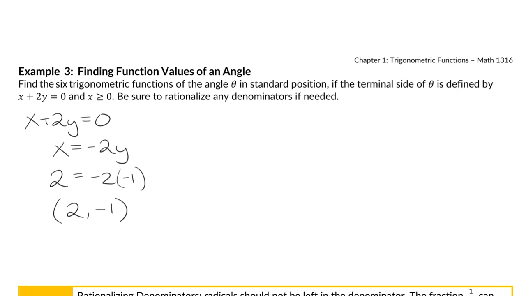We make sure we look again. It does say that x has to be greater than 0. Is our x value greater than 0? Yeah, our x value is greater than 0. Our y value is less, but it doesn't say anything about that. So if we look at our coordinate point, 2, negative 1 would be somewhere like this. This is in quadrant 4.